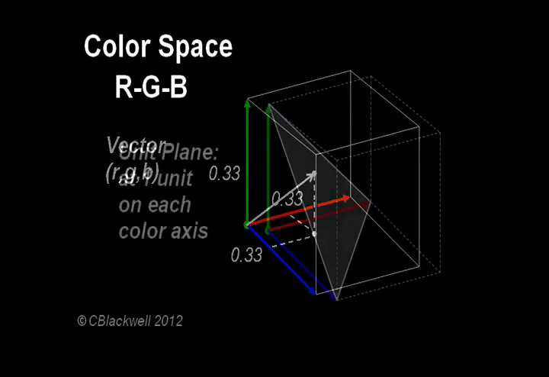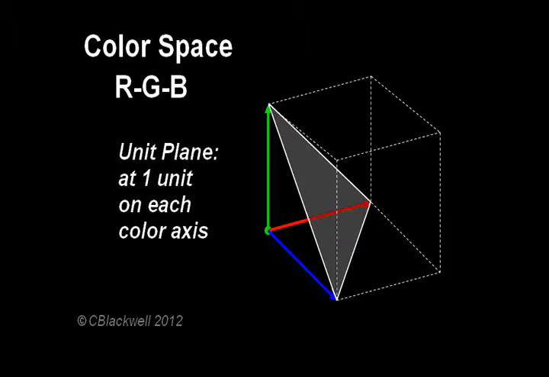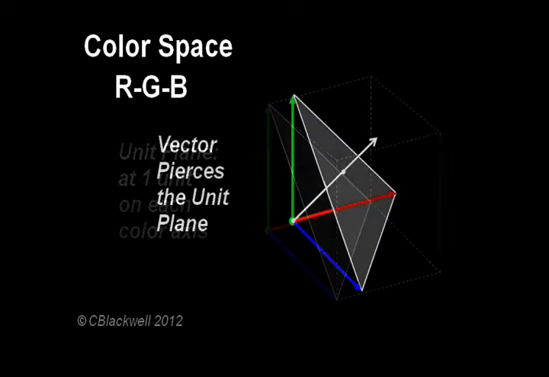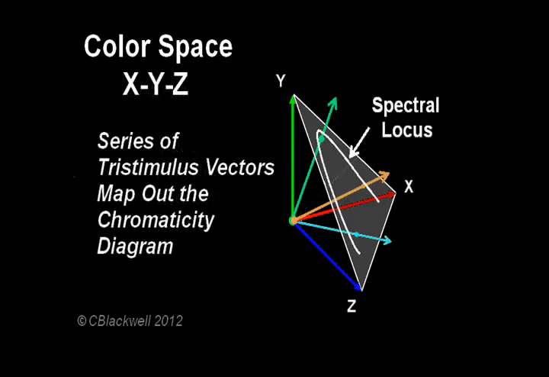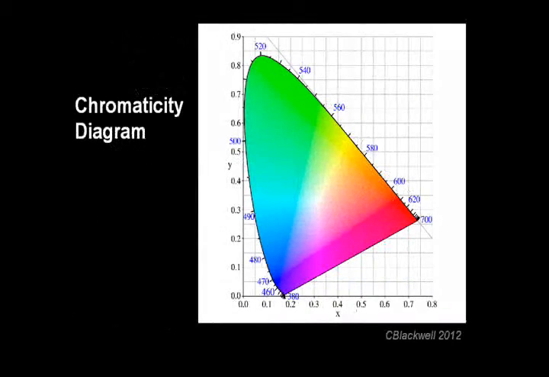You can create a unit plane that intersects the 1.0 unit mark on each of the color axes. Then there is a specific location where each color vector pierces that unit plane. As you enter all the color matching values along the spectrum, you trace out a line called the spectrum locus. This line is the boundary that contains all the colors we can see. Here is the unit plane turned face on, also known as the chromaticity diagram.